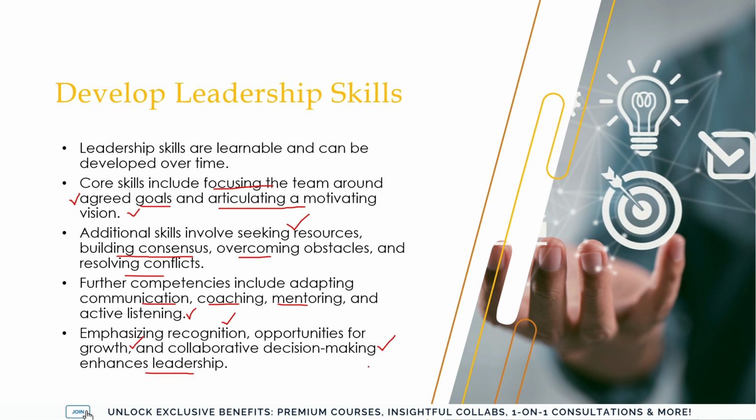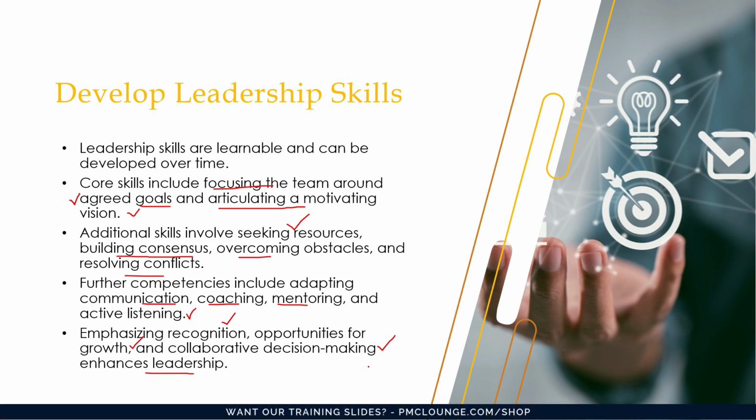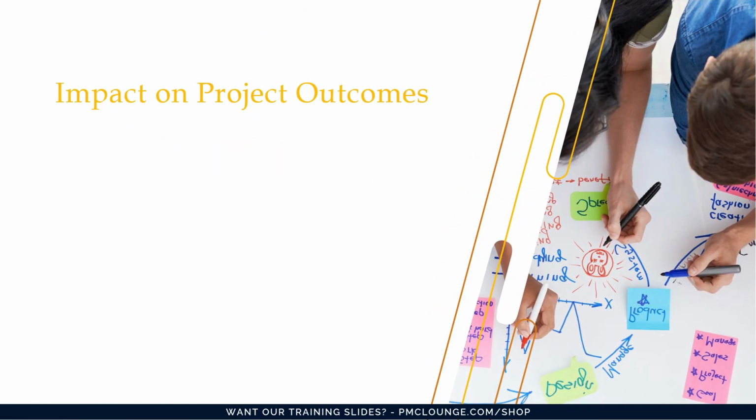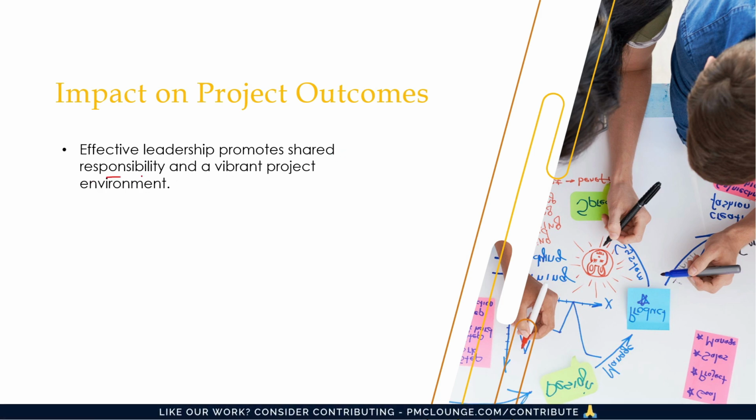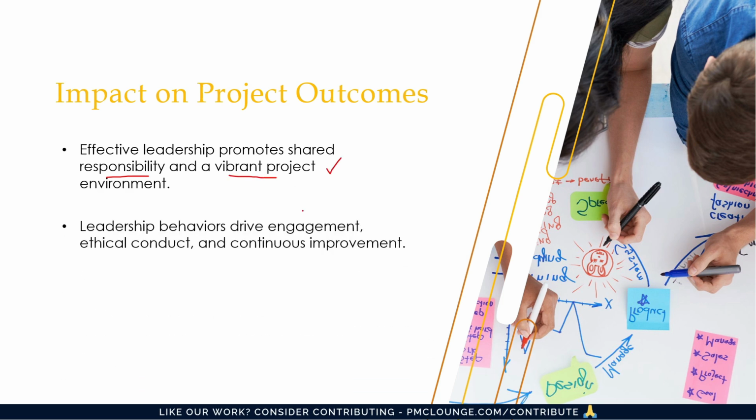In the moments of chaos, you are empowering your team members to be able to take the decision to the best of their abilities. Finally, what is the impact of leadership on project outcomes? When leaders actively foster collaboration, they create an environment where every team member feels responsible for the success of the project, and this results in higher overall engagement, right? So effective leadership needs to promote shared responsibility and a vibrant project environment. This is something that you as a leader need to do.